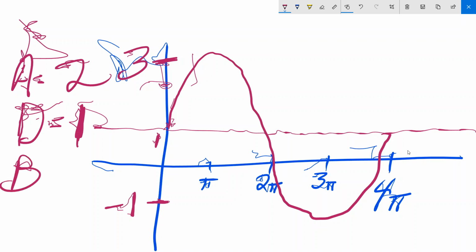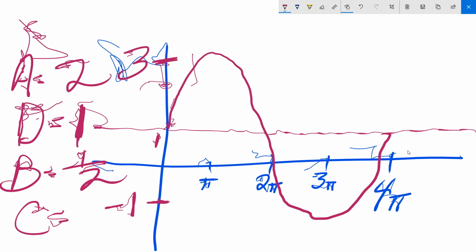B. What's the definition of B? What's the period here? Good. So what's B? Simplify it. Okay, that's 1/2. And finally, C. What is C here?